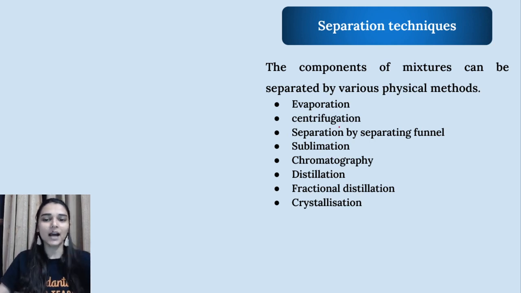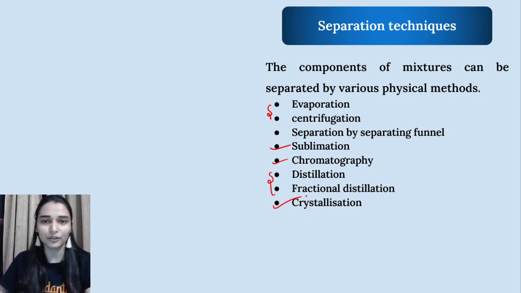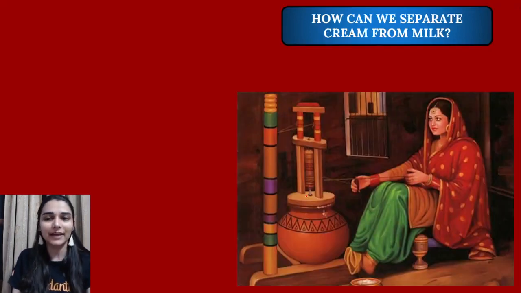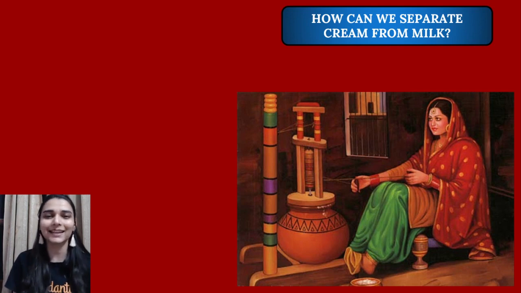Okay, so these are some of the separation techniques that we are covering in the chapter, and we are done with evaporation, we are done with sublimation, we have done chromatography, a very important technique, right? Then we have yet to do distillation and fractional distillation, and crystallization also we have done, right? So whatever is left, we're going to start with this basic technique that you employ every day at your home.